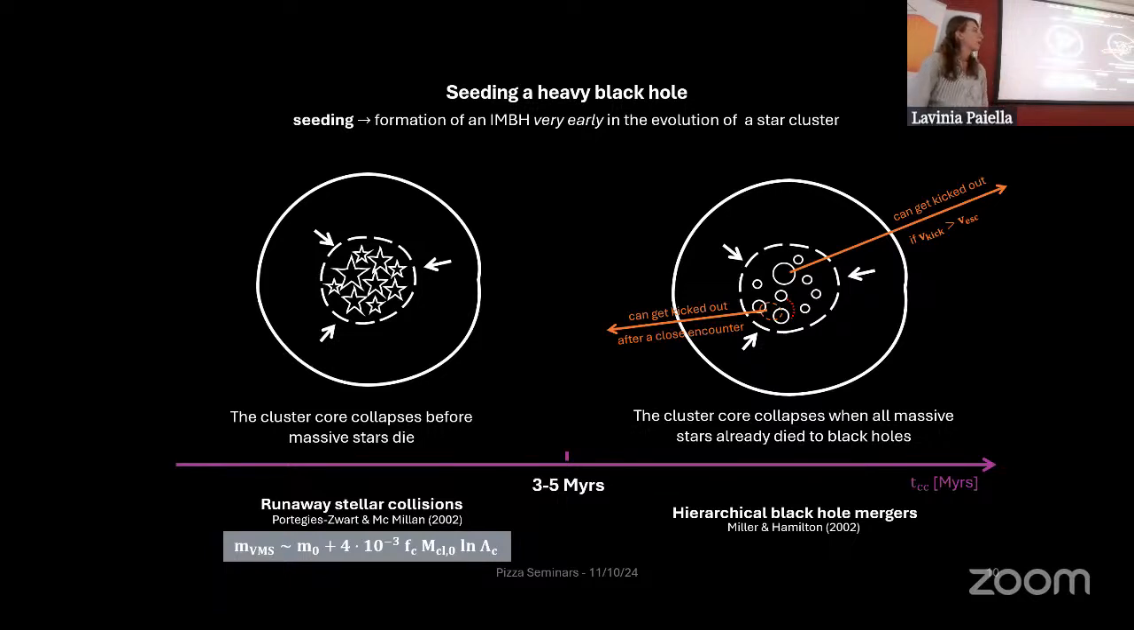Otherwise, the binary merges within the cluster and produces a black hole, but the fact is that the black hole at birth has a relativistic kick. And if the kick is, again, larger than the escape velocity of the cluster, you have no chance of meeting other black holes and growing more. And if you recall, the escape velocity is proportional to the square root of the mass of the cluster. So more massive and compact clusters have a higher chance of retaining their black holes and producing heavy black holes through this scenario.